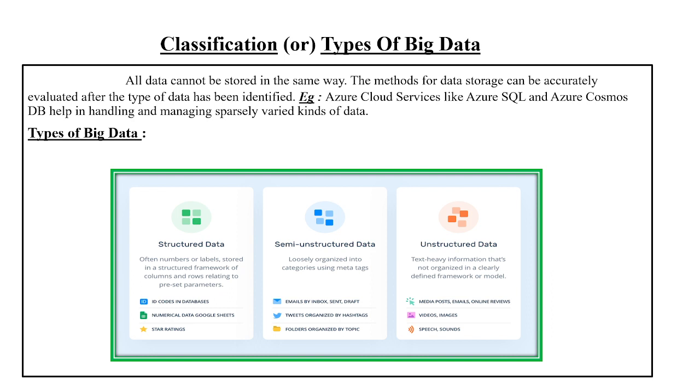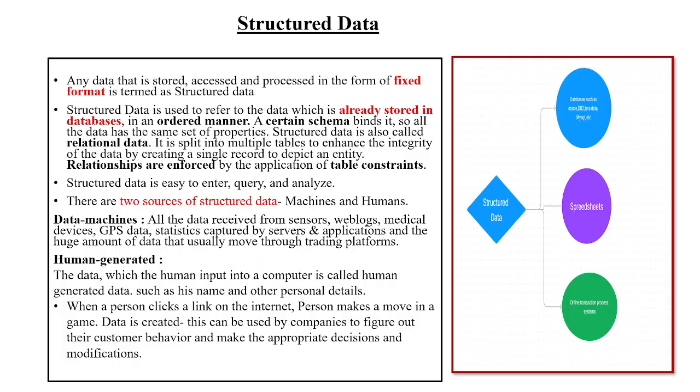Structured data often represents the numbers or labels that are stored in a structured framework of columns and rows relating to preset parameters. Whereas semi-structured data are loosely organized into categories using meta tags. And unstructured data is text-heavy information that is not organized in a clearly defined framework or a specific model. So to better understand these three different types of big data, let us look at each of these types. The first one I wanted to present is structured data.